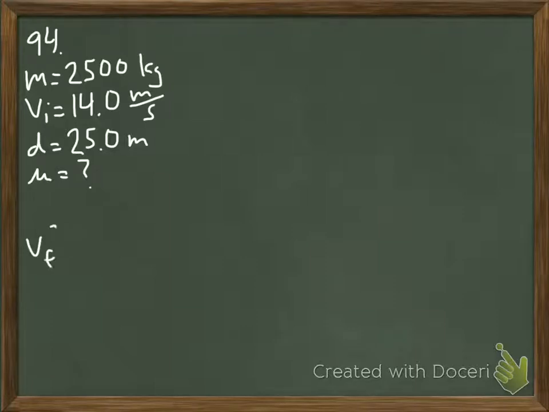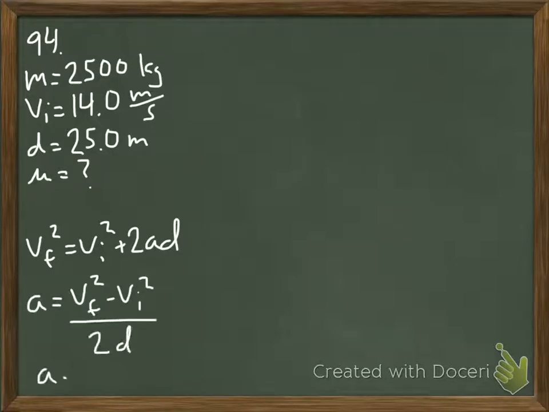Well, we can use one of our kinematics equations. We can use Vf squared equals Vi squared plus 2AD. Remember that we're coming to a stop, so the final velocity is going to be 0. I rearranged here for A and plugged in the numbers, and my acceleration is, I should have put a negative there, I forgot the negative. It should be negative 3.92 meters per second squared.